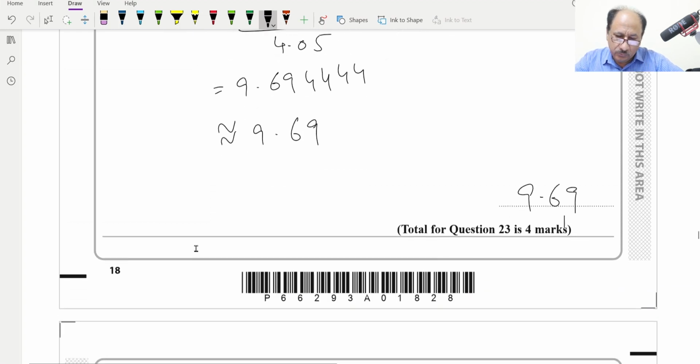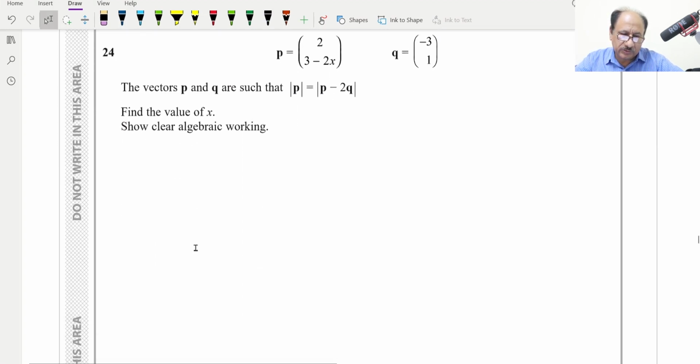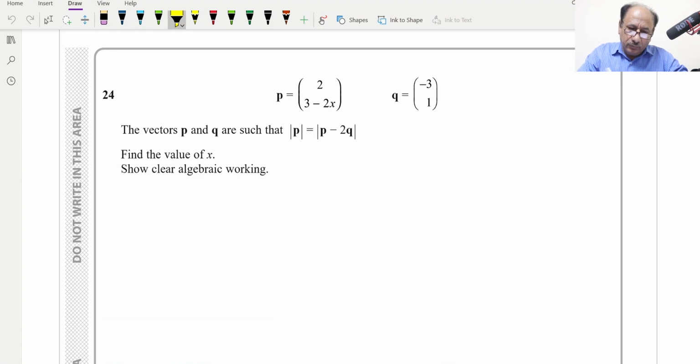Hopefully you got this question. Question number 24. P and Q matrices or column vectors are provided. The vectors P and Q are such that mod P is equal to mod P minus 2Q. Find the value of X. We have to show clear algebraic working.